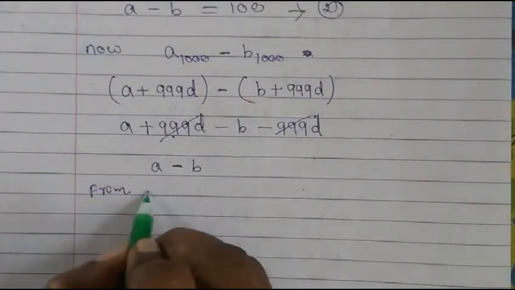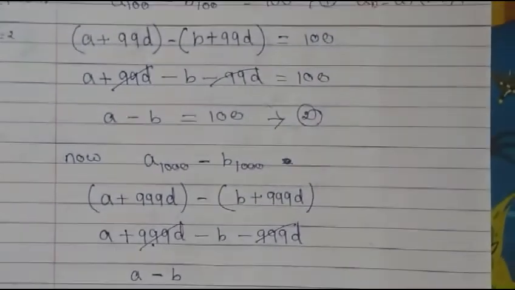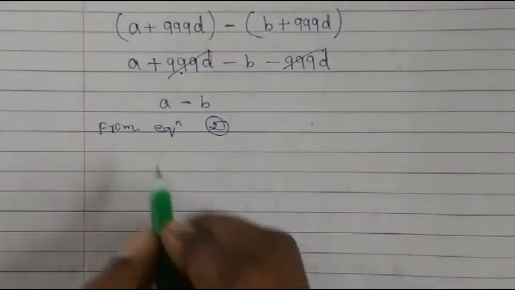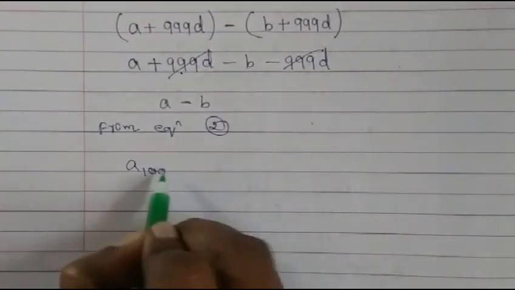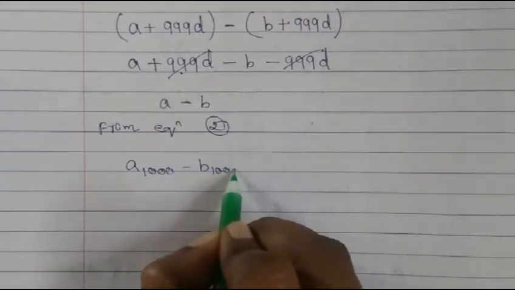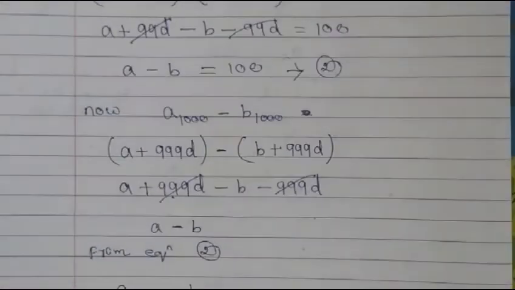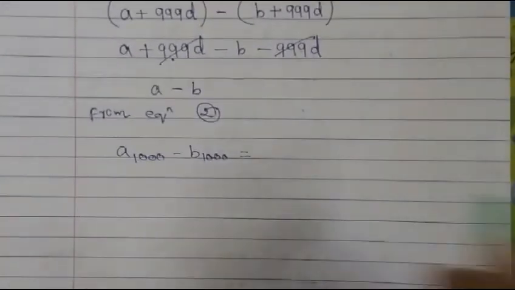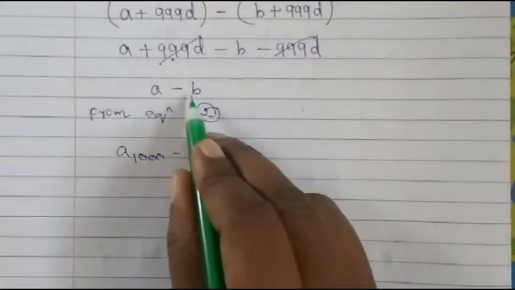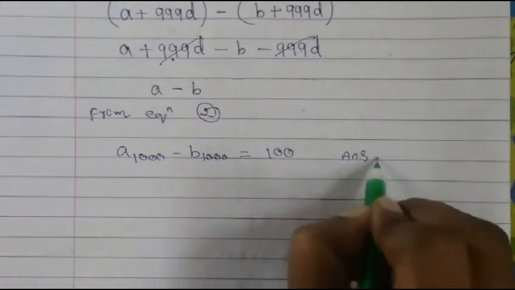From equation 2, a minus b is what? 100, right? So the 1000th term difference will be equal to a minus b. We had been solving this only, right? So when we solved, we are getting that a minus b is 100. So this is our answer.